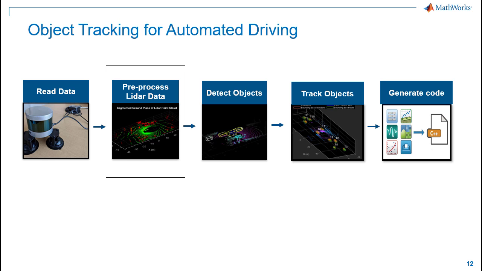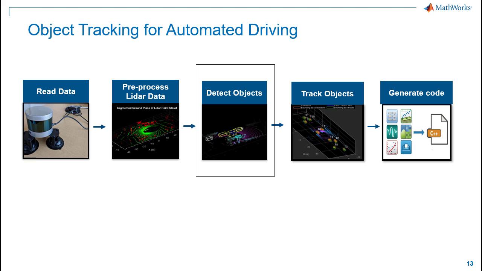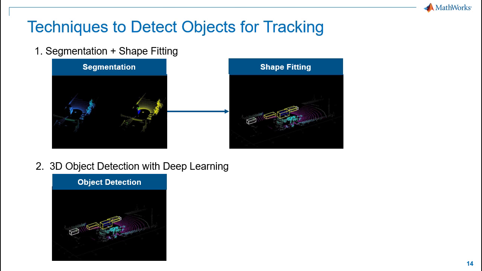Now that we have pre-processed our point cloud data, as a next step, we'll move on to object detection. There are two ways with which you can detect objects and create bounding boxes for tracking. The first method is segmenting point cloud and then fitting oriented bounding boxes around each object. In the second method, we'll use object detection networks like PointPillars, which can detect objects and create bounding boxes around them. We'll talk about the first method in more detail.